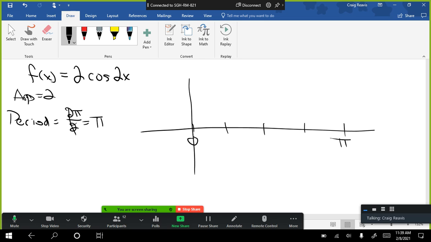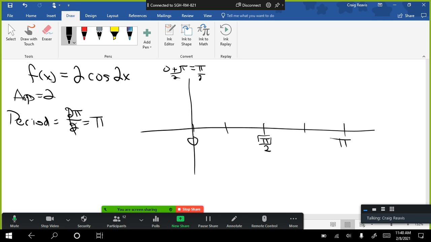So remember how we find the next thing we need to do: we need to find this one right here. Well, we average these two. 0 plus pi equals pi. You divide it by 2. So that is pi over 2. All right.